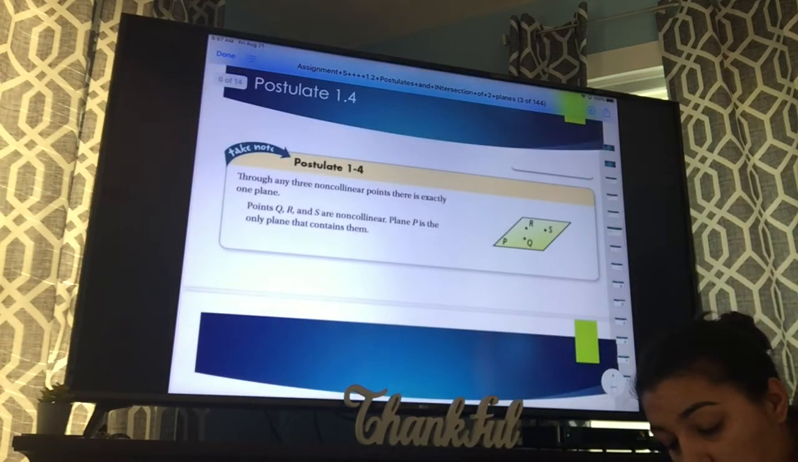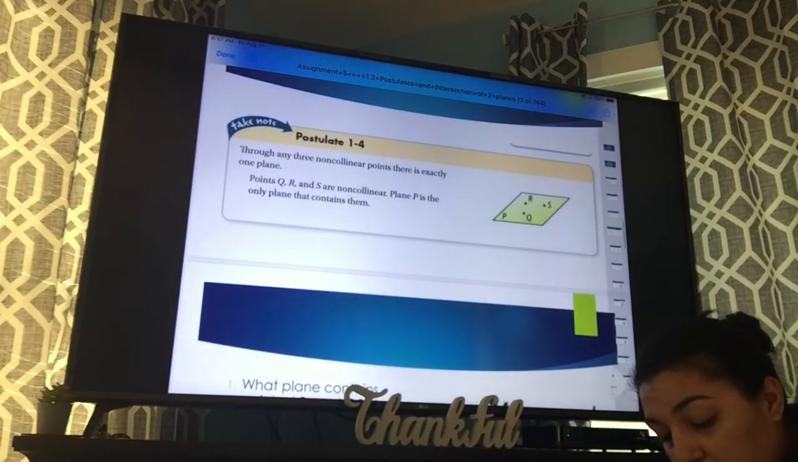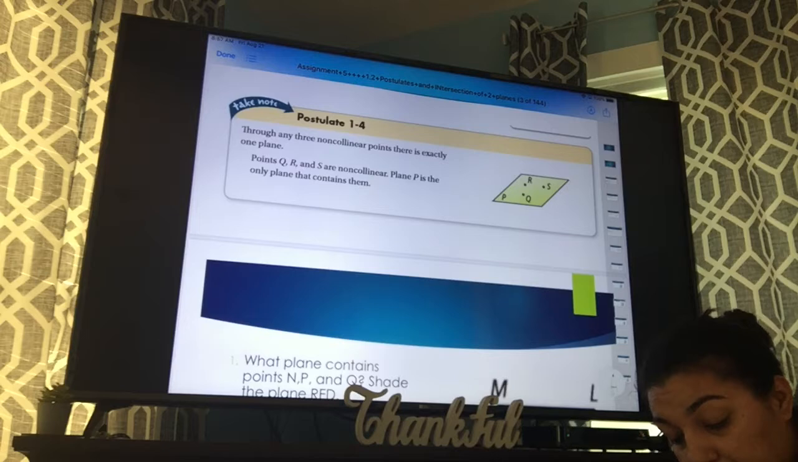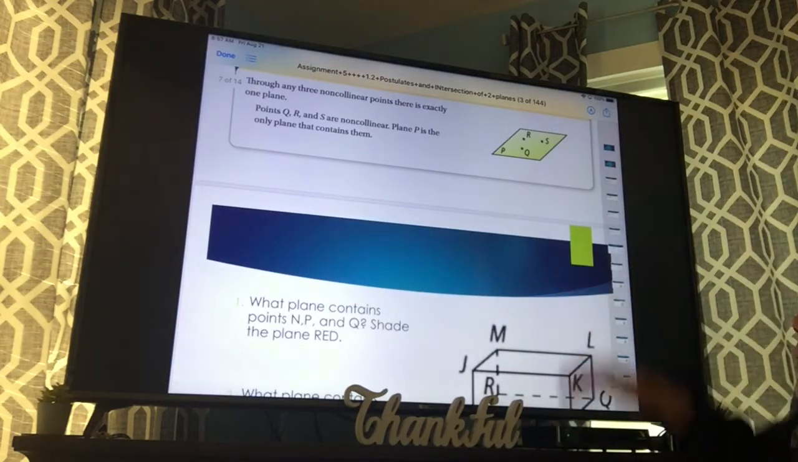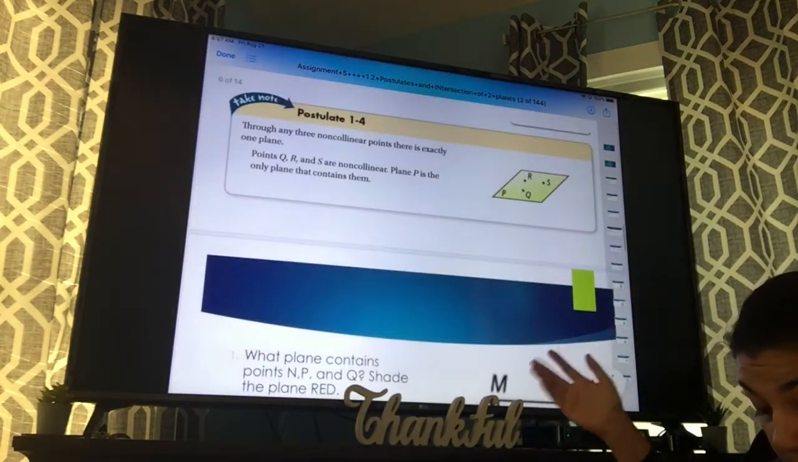Postulate 1.4 says, through any three non-collinear points, there is exactly one plane, which we already know to be true, okay? Three points make up a plane, and that plane so happens to be plane P.